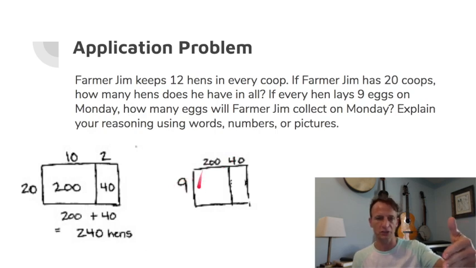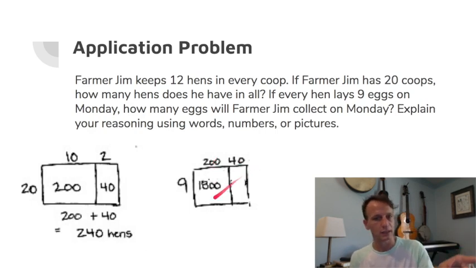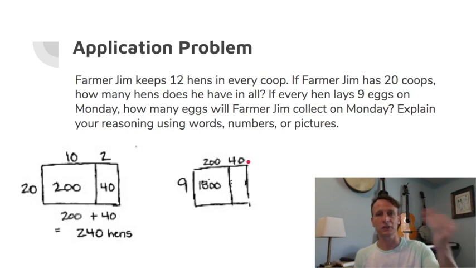9 times 200 land right here. 9 times 40 land. Well, to do 9 times 200, you remember this from 4th grade, do 9 times 2 times 100. So 9 times 2 is, good, 18. And then times 100, 1800. 9 times 40, same thing. Do 9 times 4. You know that one? 36. Yeah, get that brain back in action for a new school year. So 36 now times 10, 360.